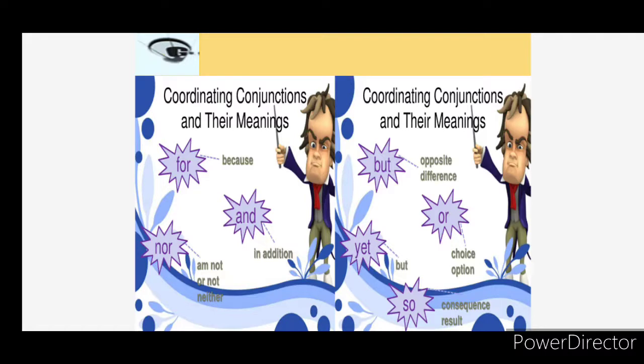So now let's look at the meanings of these coordinating conjunctions. For means because, nor means neither, and means in addition, but is used when you need to give an opposite difference, or is for choice and option, yet means but, and so we use for consequence or result. So this we all need to keep in mind while framing sentences.